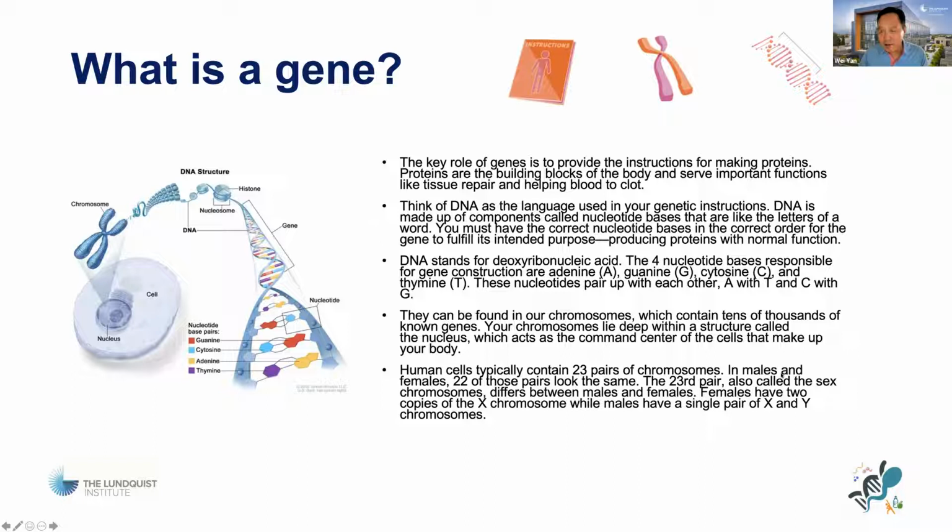But there's a difference between men and women. Both men and women have 22 pairs of chromosomes called autosomes, but we do have a pair of sex chromosomes. In women, there are 2 X chromosomes, and in men, you have 1 X chromosome and 1 Y chromosome.